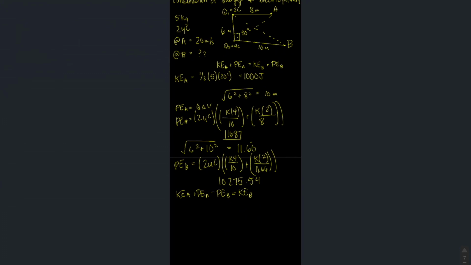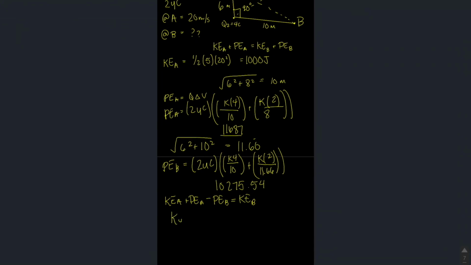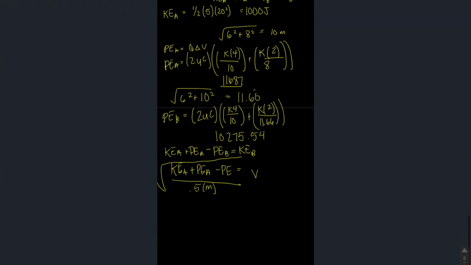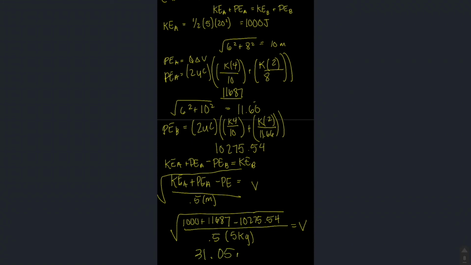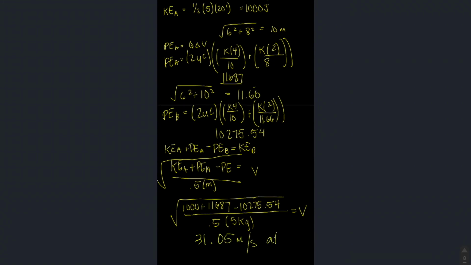Now let's rewrite the equation so that it's solved for KEB. So you have KEA plus PEA minus PEB equals KEB. Now let's solve it for velocity. KEA plus PEA minus PEB, divided by 1/2 times mass, and you take the square root, equals velocity. So let's add our numbers. We have 1,000 plus 11,687 minus 10,275.54, divided by 0.5 times 5 kilograms equals the velocity. The velocity equals 31.05 meters per second at B.